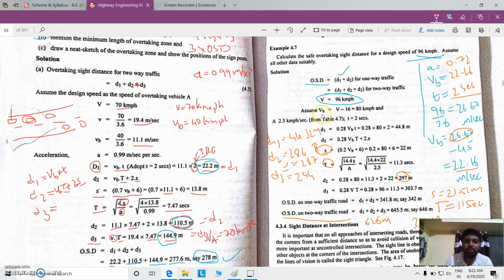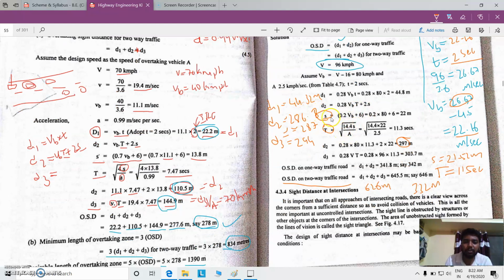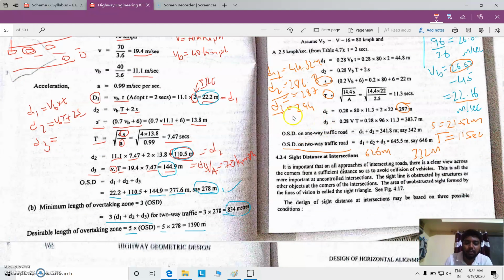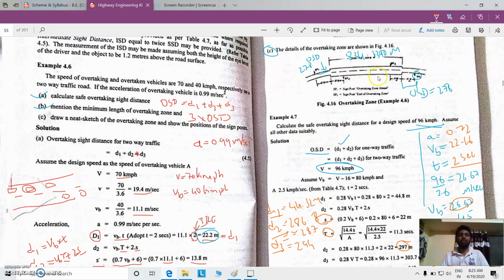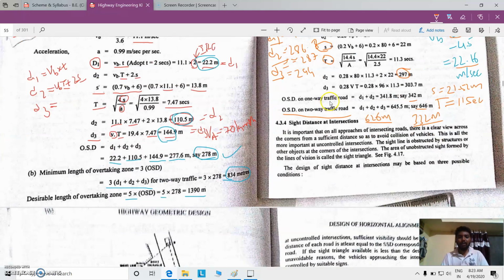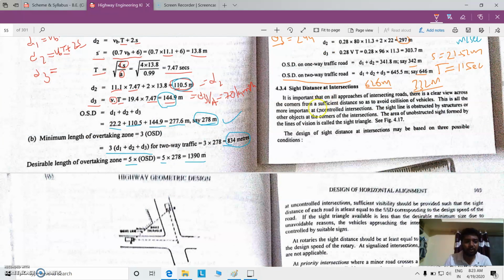They simply said assume all other data suitably. In this case you should remember the complete theory, so that you can adapt and substitute in the formulas and get the distances d1, d2 and d3. You can also calculate the minimum and desirable length of overtaking zone by multiplying the values by 3 and 5, and then explain it over the sketch. This much is more than enough to discuss overtaking sight distance.